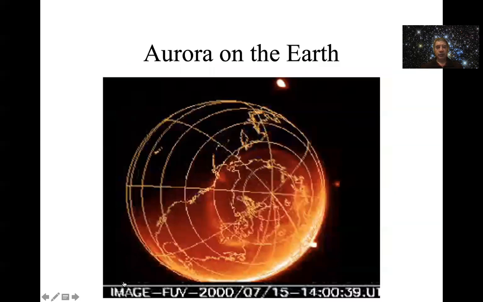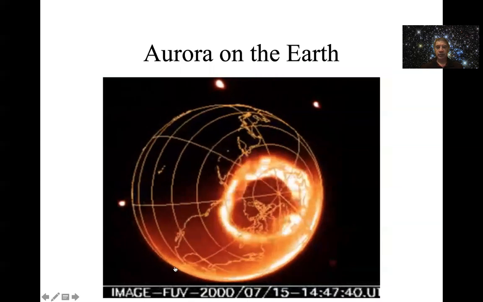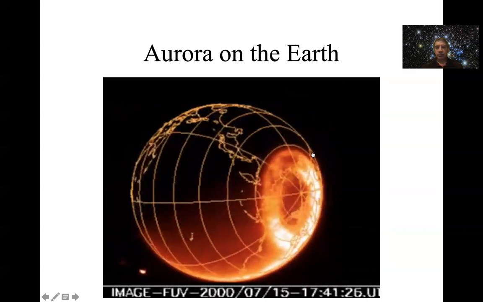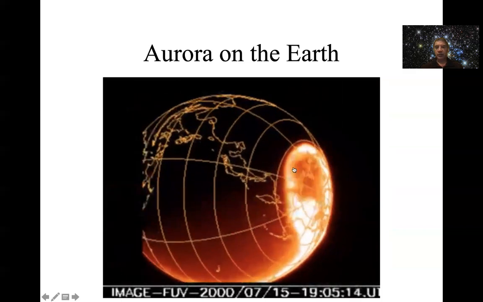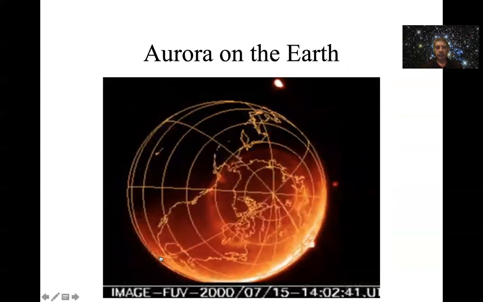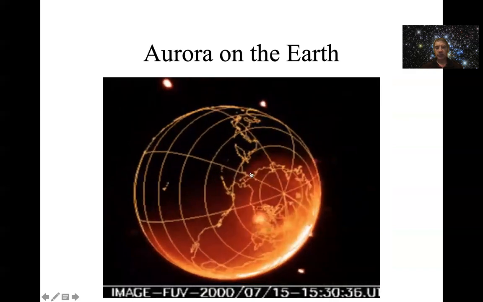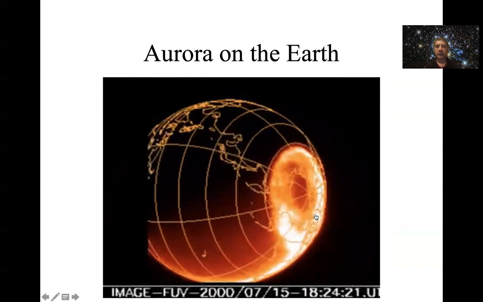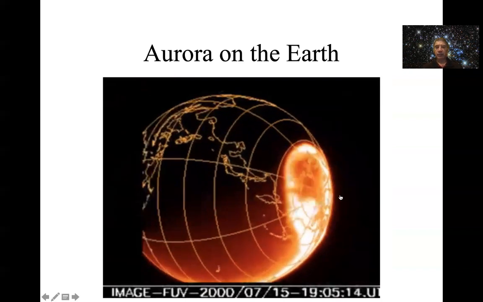Just to give you another view, this is a little movie of what the aurora on the Earth looked like from space, imaged in the far ultraviolet from a satellite. You can see when these solar storms of particles hit the Earth, you get this ring of bright emission all the way around the Earth's magnetic pole. Let's just have a look at that again. So this is the Earth's magnetic pole, and you can see this ring, which is where the magnetic field lines are channeling the particles down onto the magnetic pole of the planet.